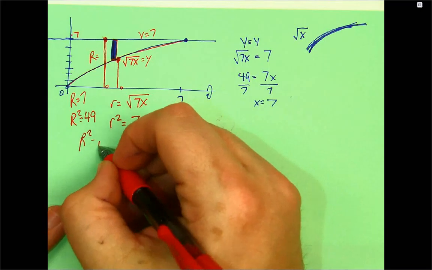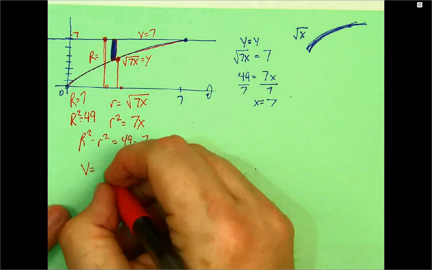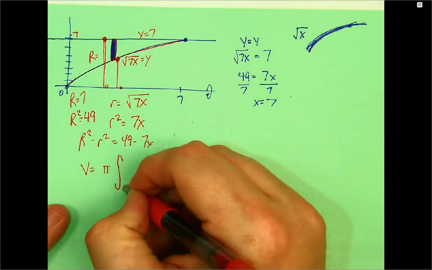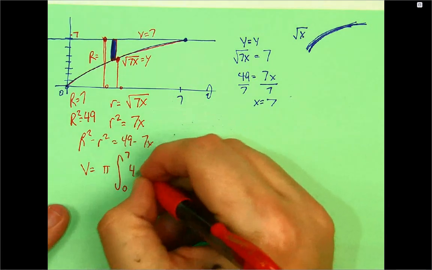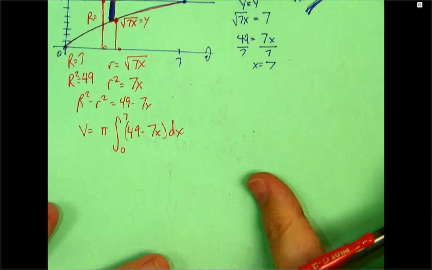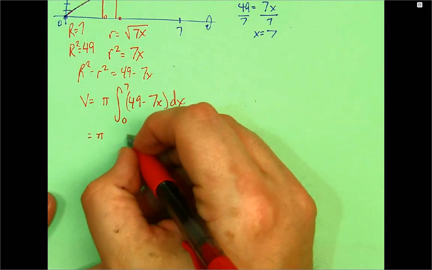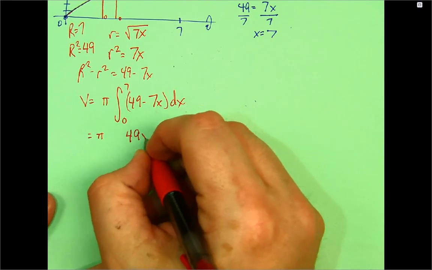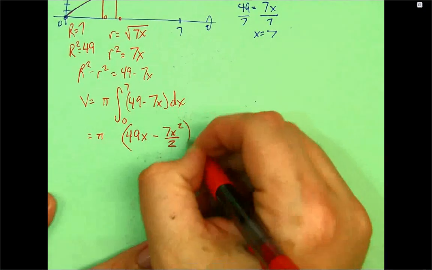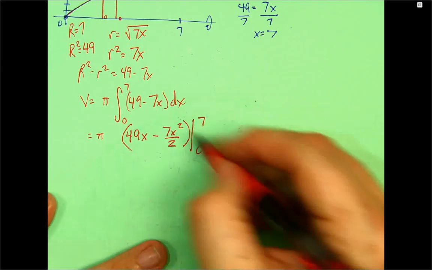So my volume, pi times the integral. Now, what are my x bounds? 0 to 7. 49 minus 7x dx. Integrate, you get, what, 49x, and we are going to go from 7 to 0. Now, does 0 play a part? Not at all. So I need 49 times 7. I'm going to say that's 343.